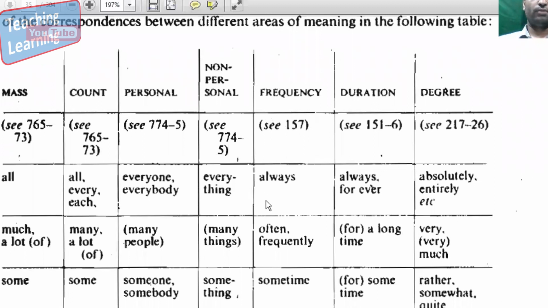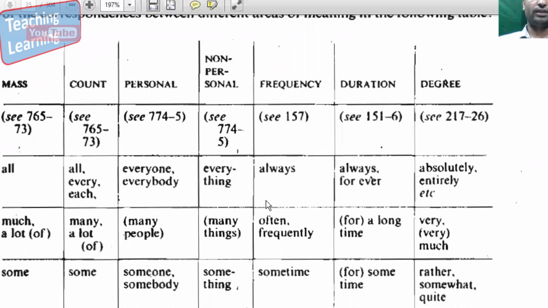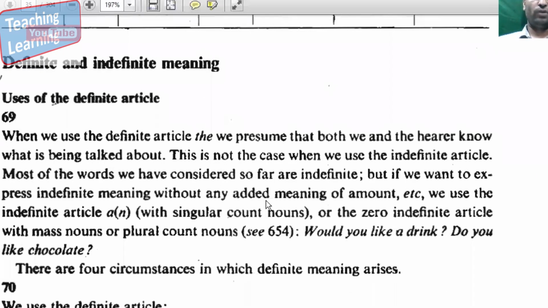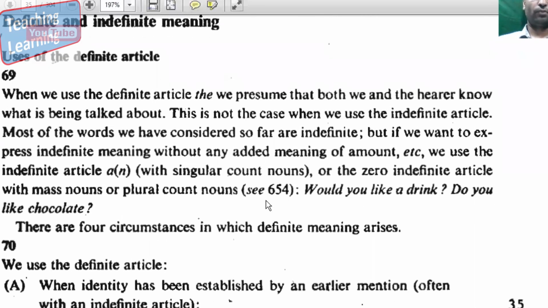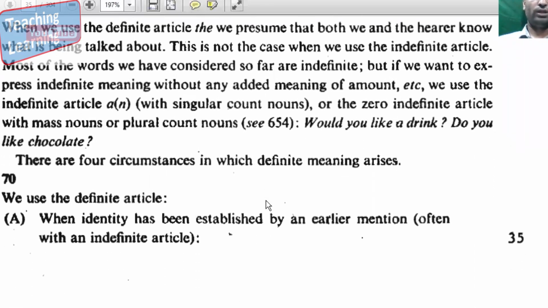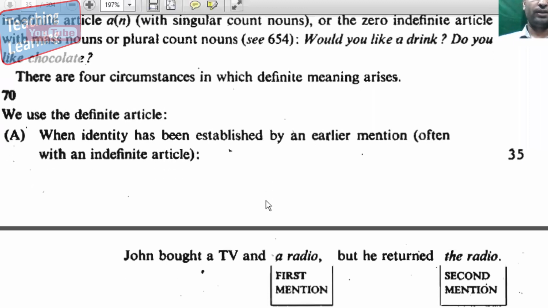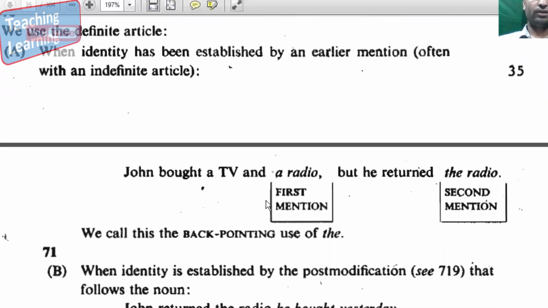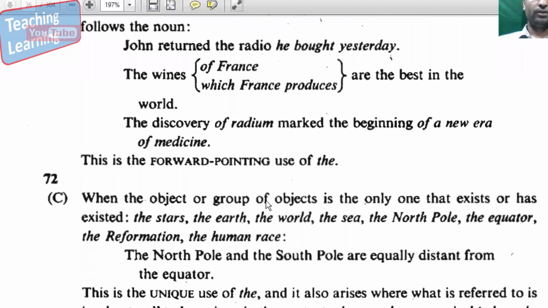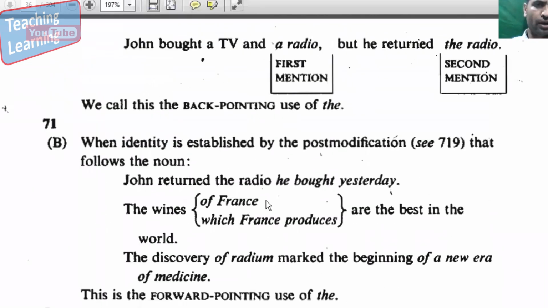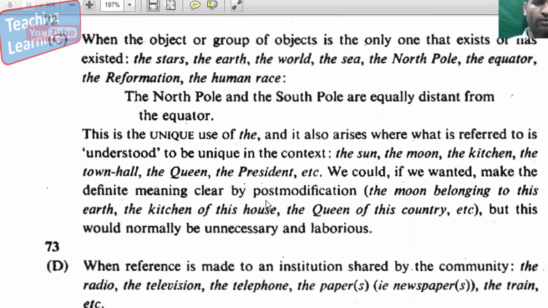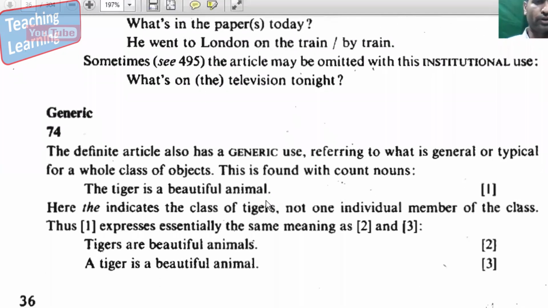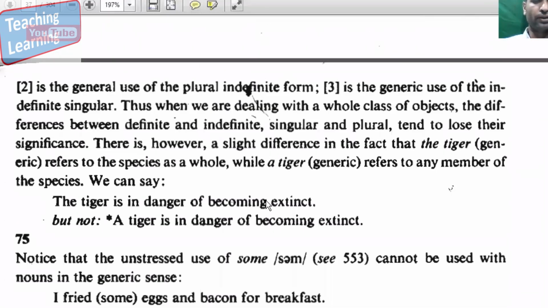Look at mass noun, count noun, personal, non-personal, frequency, duration, grade. Definite and indefinite meaning, usage of the definite article. So how many types? Obviously four types. Definite articles. What did we say? Post-modification. This is all about nouns.